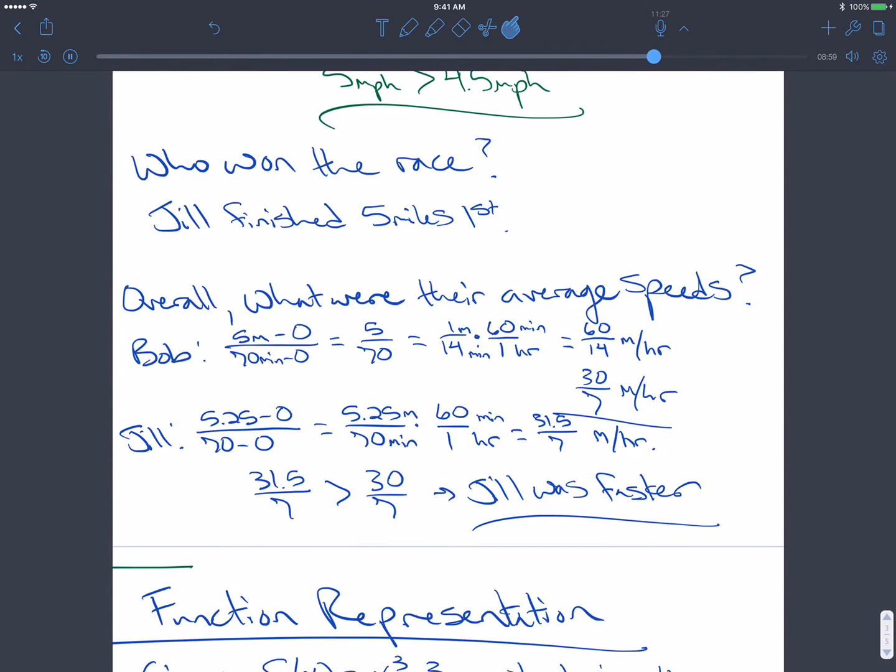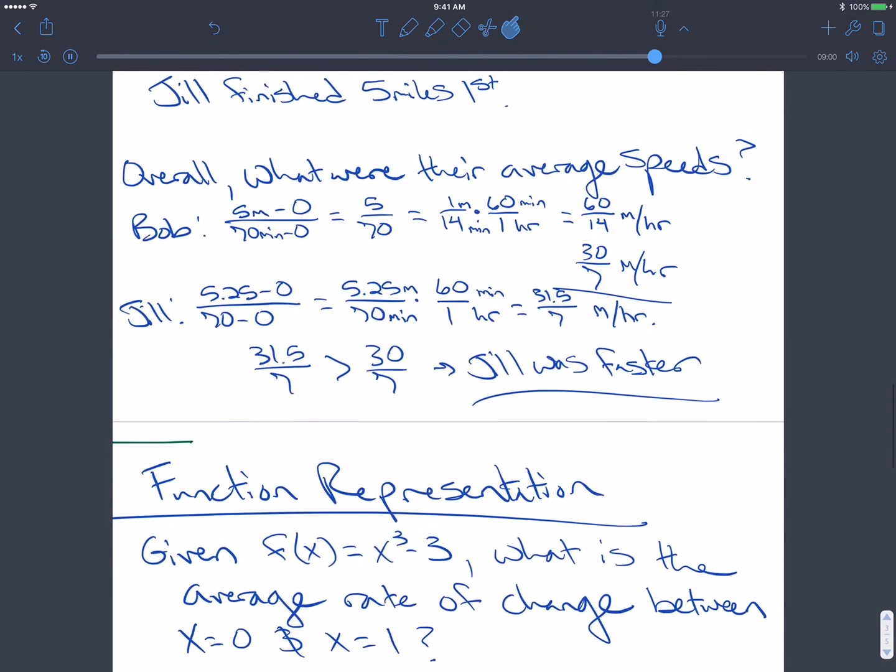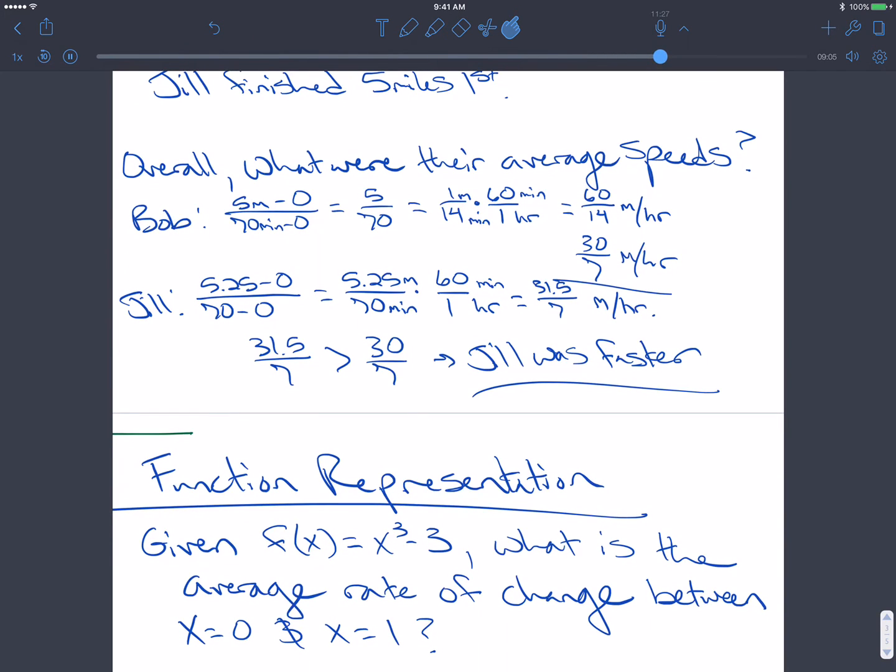The last bit is not very applied. This is the function representation for what we've been calculating. So when you find an average speed, for example, you're taking an average of function evaluations or data points. Now in this case, I'm just giving you a function. I'm not giving you context. F of x is equal to x cubed minus 3. What is the average rate of change between x equals 0 and x equals 1? You can construct the data.